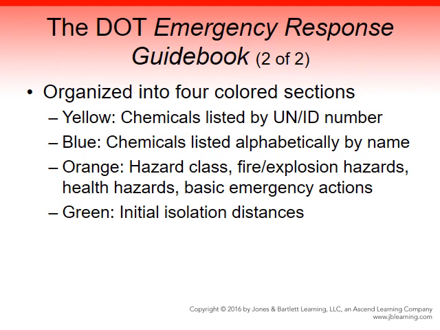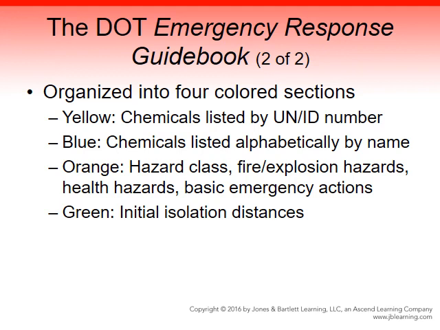The yellow section, chemicals are listed by their UN identification number. In the blue section, the chemical is listed alphabetically by name. The orange section is organized by guide number, and this has hazard class, fire explosion hazards, health hazards, and basic emergency actions. The green section is organized numerically, again by the UN ID number, and it provides your initial isolation distance. It also includes your water reactive materials that produce toxic gases, toxic inhalation hazards, and dangerous water reactive material.